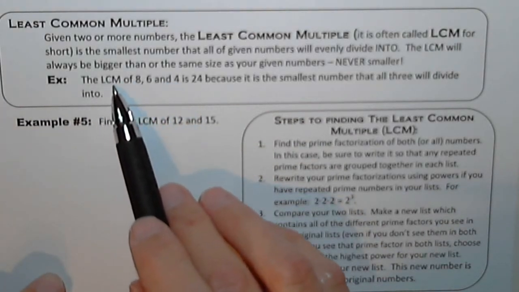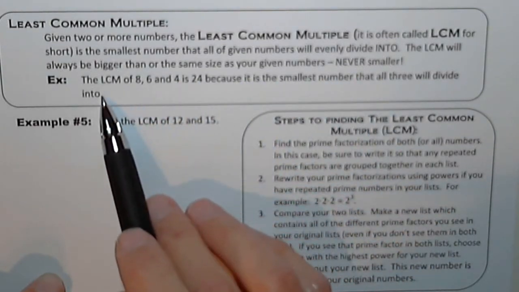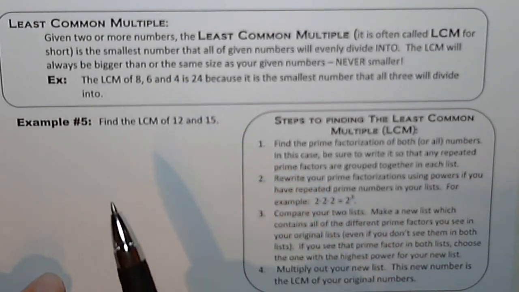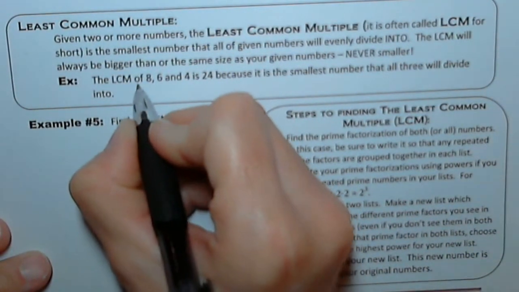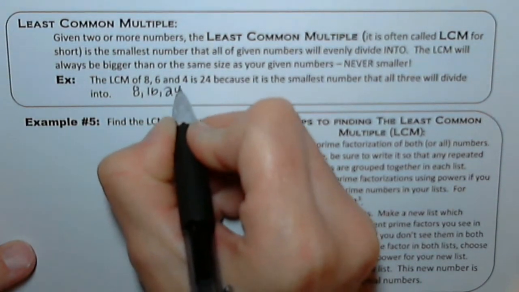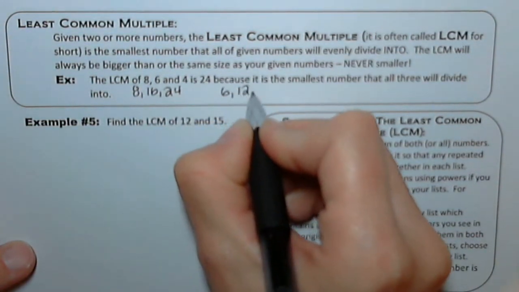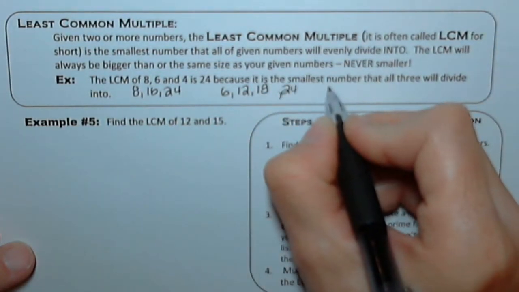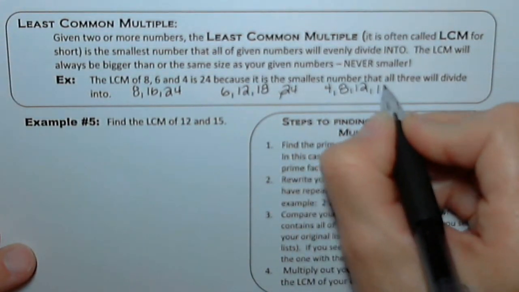In this question here, the LCM of 8, 6, and 4 is 24 because it's the smallest number that all three will divide into. So 8 divides into 24, 6 divides into 24, and 4 divides into 24. As well, if you were to think about this a different way, if you took 8 and wrote its multiples down, you would get 8, 16, 24. If you took 6 and wrote down its multiples, you would get 6, 12, 18, 24. And if you wrote down the multiples of 4, which we did already, you would get 4, 8, 12, 16, 20.